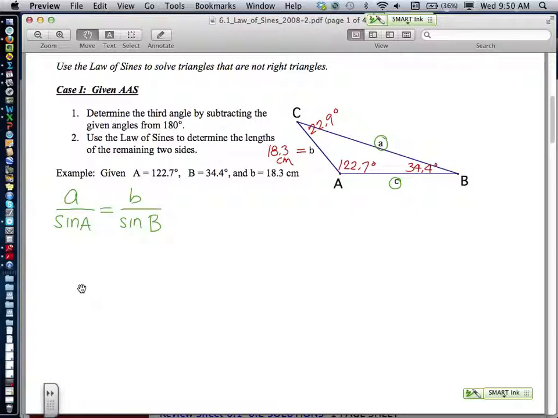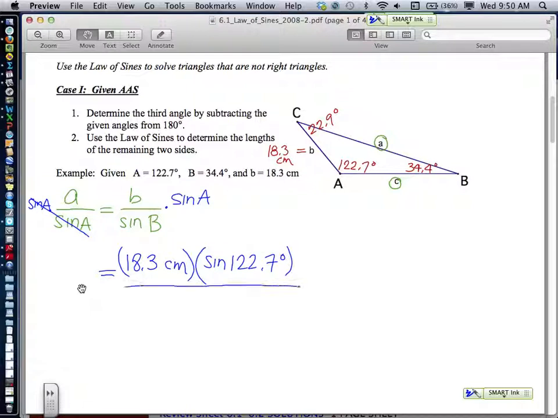So if I want to solve for A in this proportion, I can just multiply both sides of the equation by sine A. There's sine A here, sine A here. Now the sine A's divide out. I've solved for side A, and I'll just plug in the values. So the value of side B is 18.3 centimeters. I'm going to multiply that by the sine of 122.7 degrees and divide by the sine of B, which is 34.4 degrees.